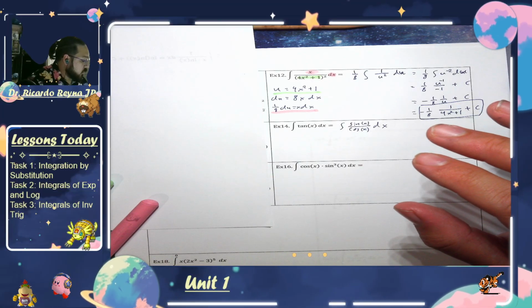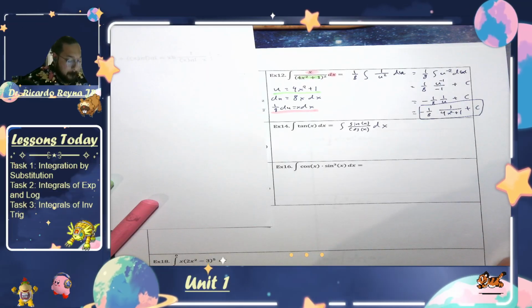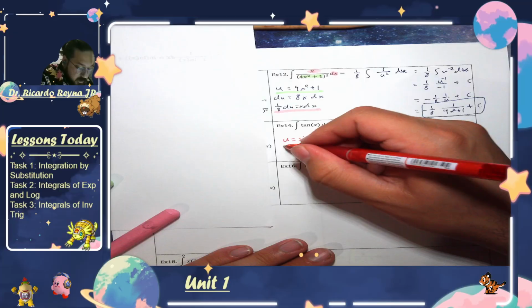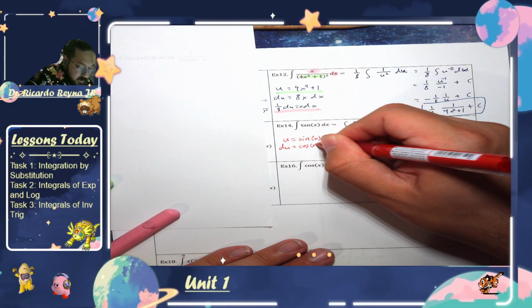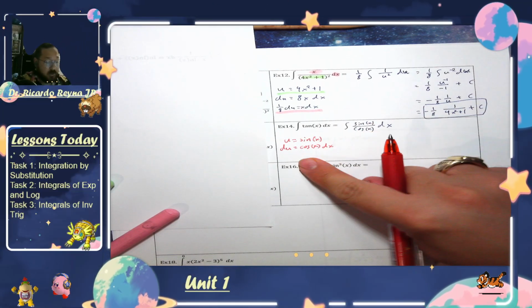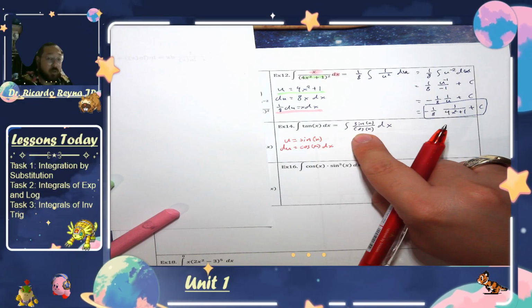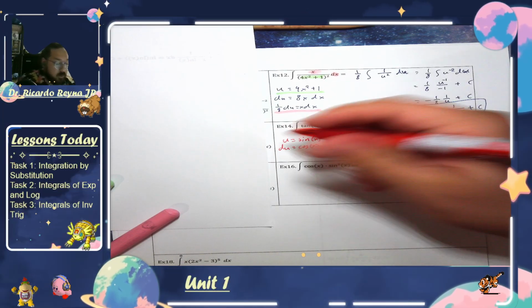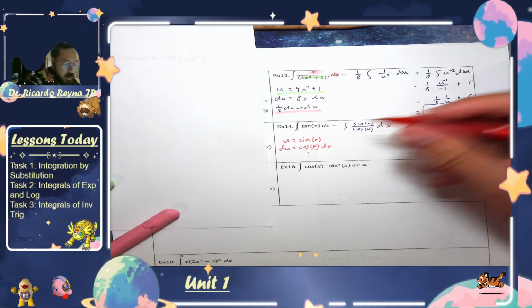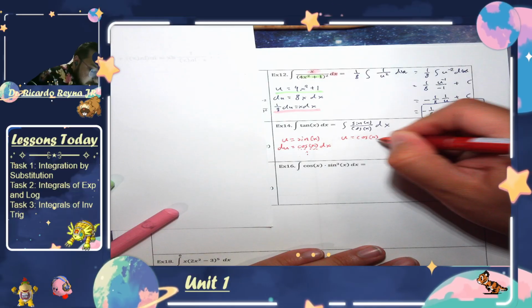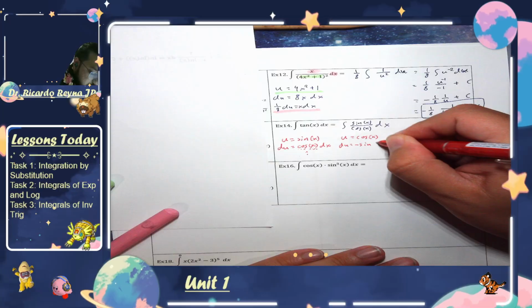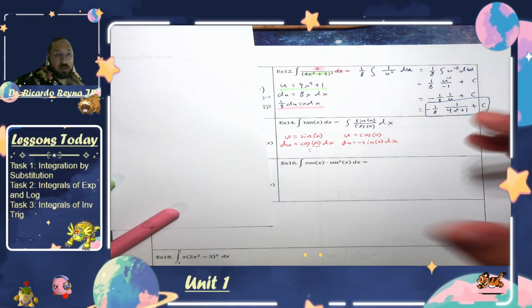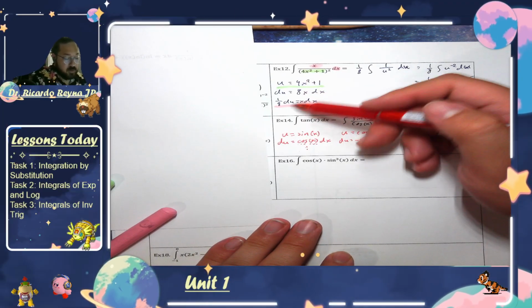I don't know if you noticed this about me, but I love having colorful pens.